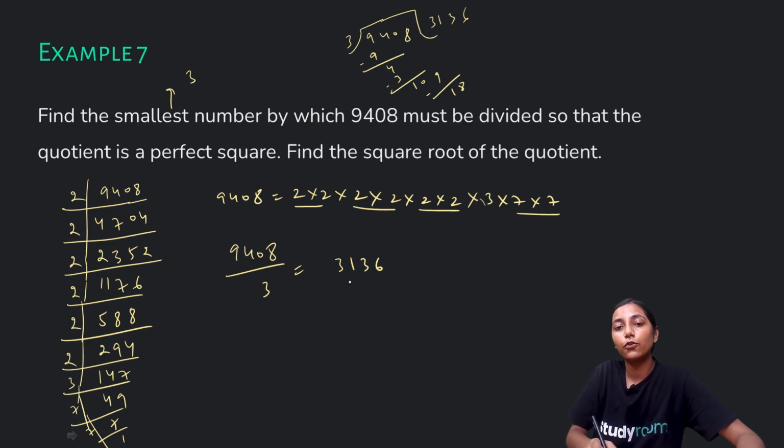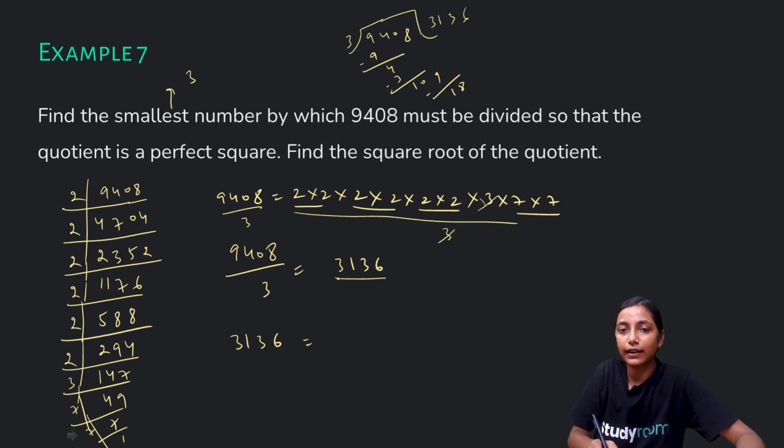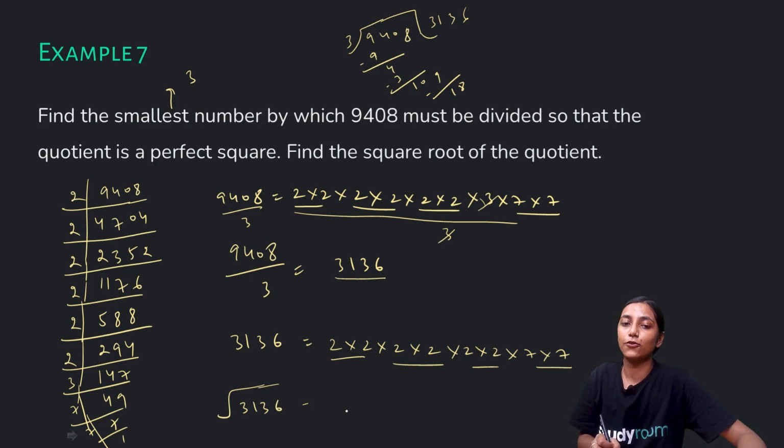Now we need to find the square root of the quotient. So what is our quotient? 3136. Since we are dividing by 3, the 3 in the factorization gets cancelled. Therefore, 3136 can be written as 6 times 2, and 3 has got cancelled here, and then 2 sevens. Pair them up. You get a pair for each of these, and you can write the square root of 3136 as 2 into 2 into 2 into 7.